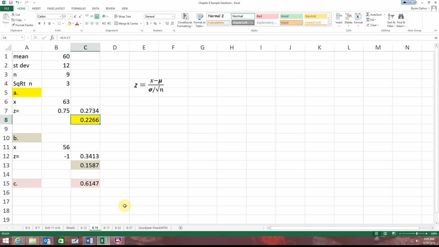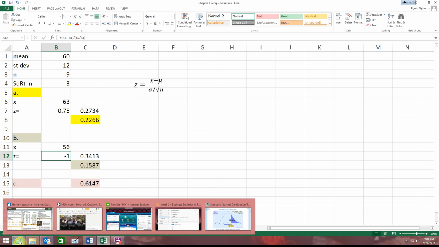Now, less than 56. I do all the same math, plug that in, and I actually come up with a -1, so I'm 1 full standard deviation away. That's kind of odd, isn't it? Because the standard deviation is 12 and I'm only 4 away, but it's because we have to put in the standard deviation correction factor, since we're using a sample mean here.